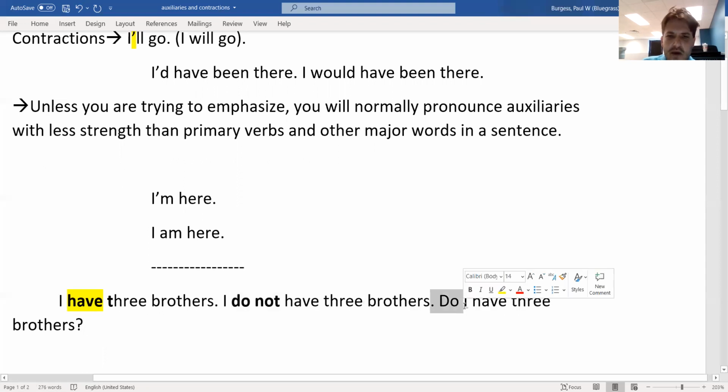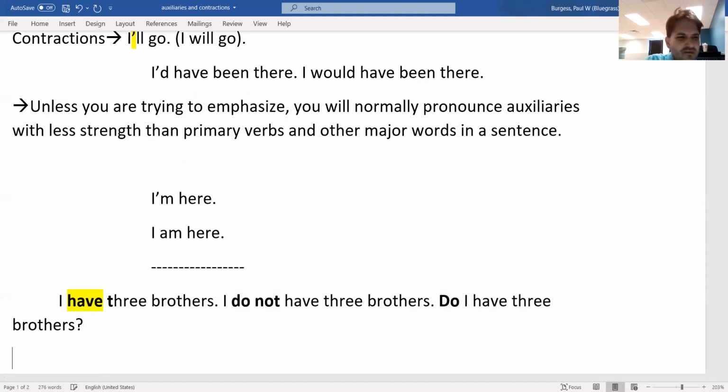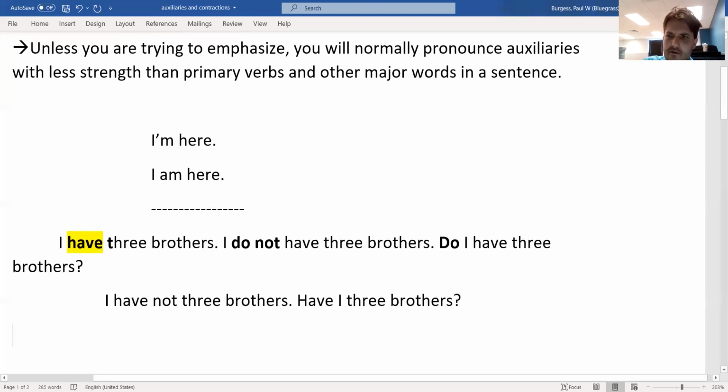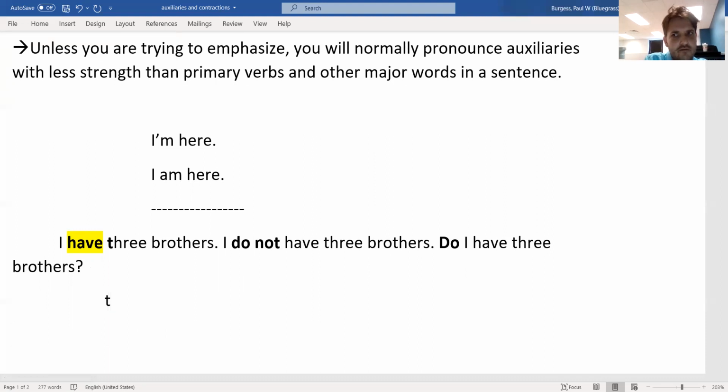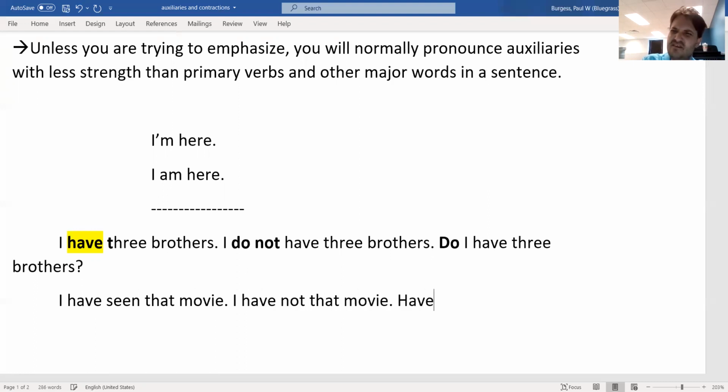Okay, in modern American English, we really don't normally say, I have not 3 brothers. And we don't normally say, have I 3 brothers? All right, I'm not saying that it's bad grammar, but it's not something very common or recommended in modern American English. And that's because this is the verb to have. If you're writing or speaking in a perfect tense, it's a different story. I've seen that movie. I haven't seen that movie. Have I seen that movie?